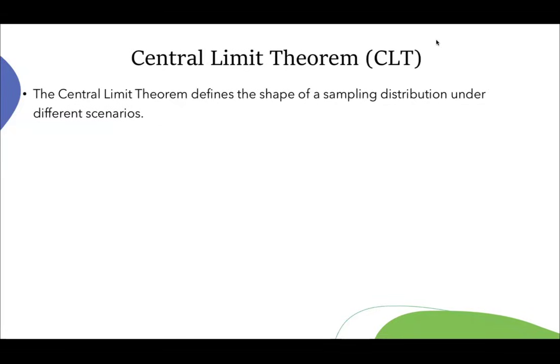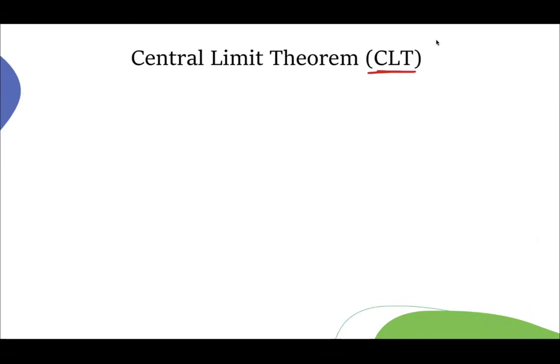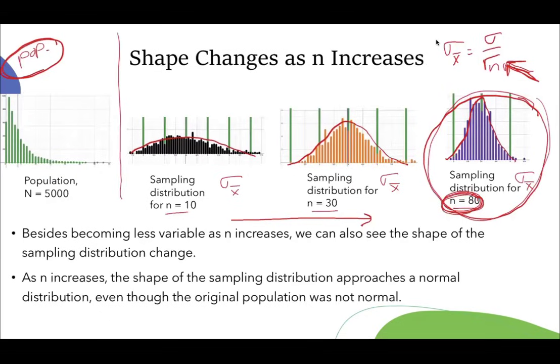So that's going to bring us to the central limit theorem. We're going to abbreviate the central limit theorem with CLT in some of the notes here. The central limit theorem defines the shape of a sampling distribution under different scenarios. We saw that when n was 10 in the previous picture over here, this really doesn't look too normal. It looks like it may be going in that direction, but it's not normal. So using this sampling distribution would not work if we wanted to use normal CDF.